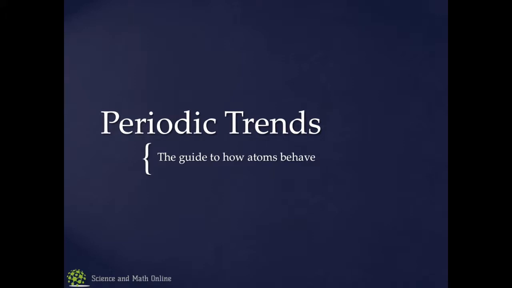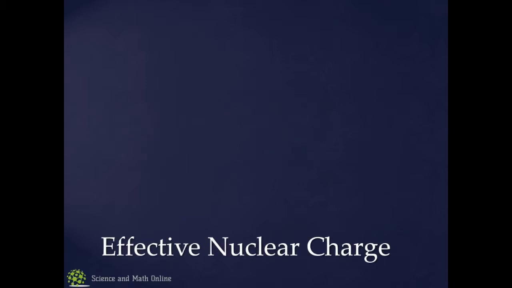All right, of the lessons in this unit, this one is the most important. Periodic trends will help us to understand why elements behave the way they do and how they bond, how they are named, and how they react. And so we're going to come back to this information as we move forward in the rest of the units. So this is the most critical to understand. And periodic trends start with effective nuclear charge.